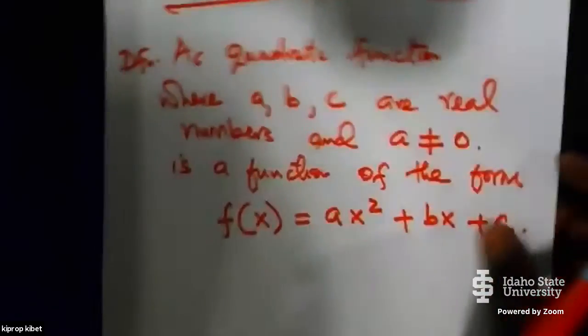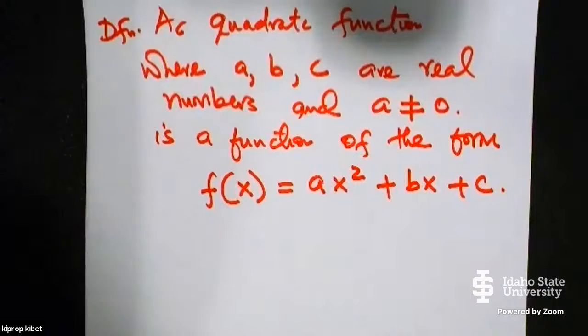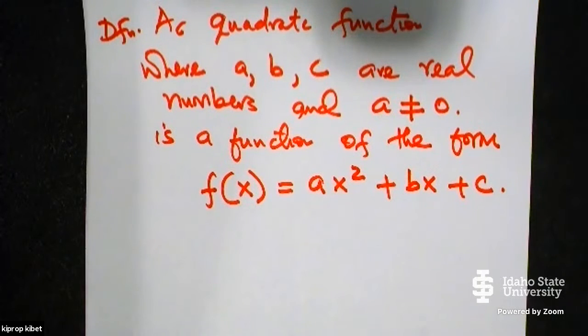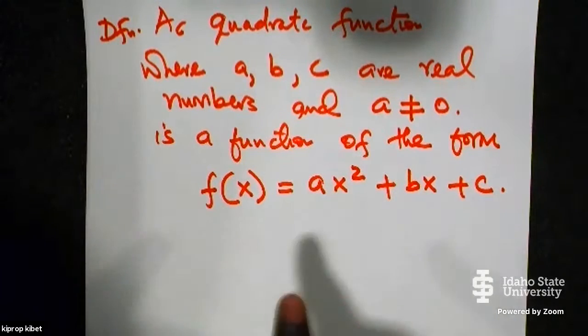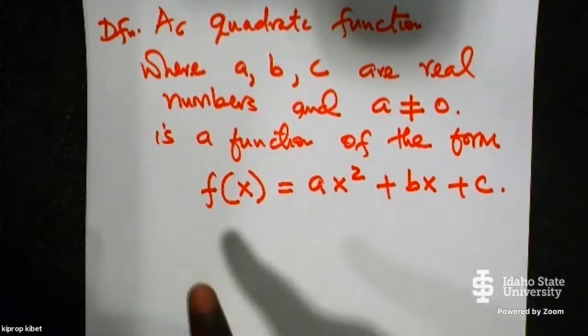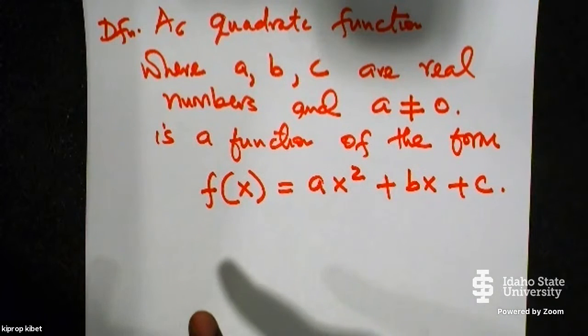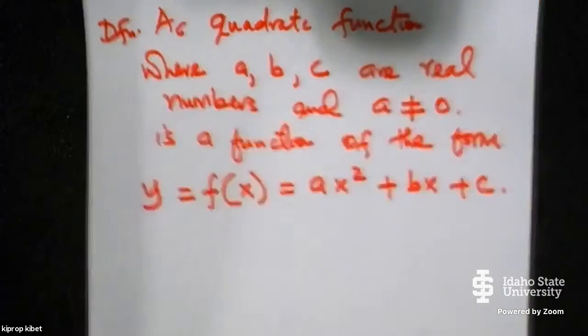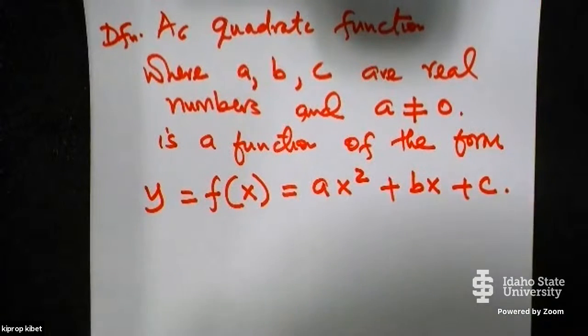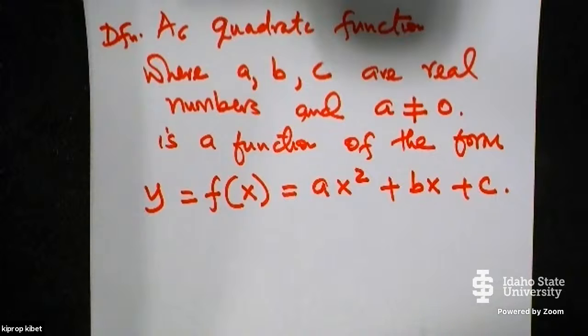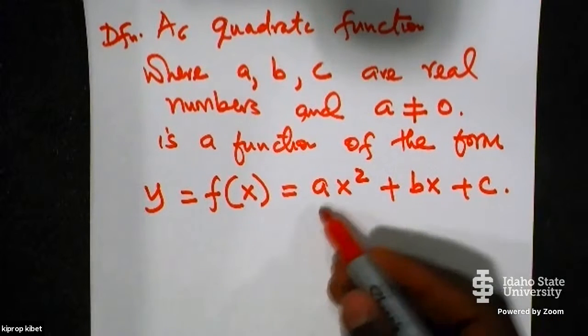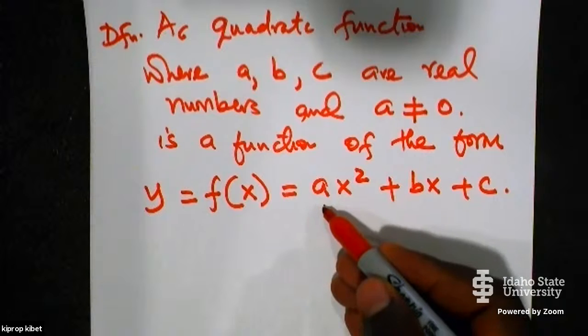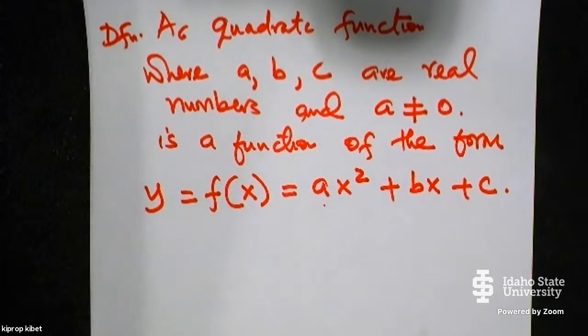So a quadratic function where a, b, and c are real numbers and a is not equal to 0 is a function of the form f of x. This f of x is the same as y. So f of x is the same as y, is ax squared plus bx plus c. And this a is not equal to 0 for it to be a quadratic function.